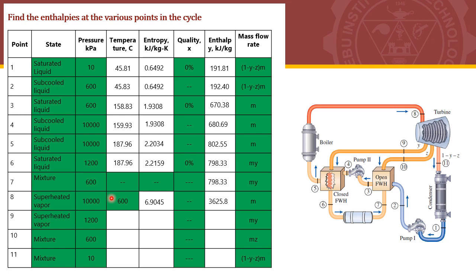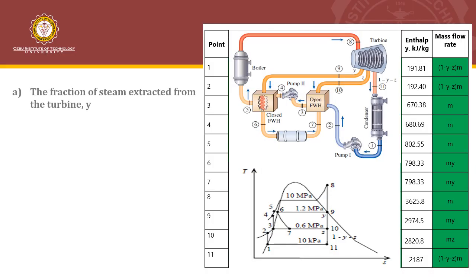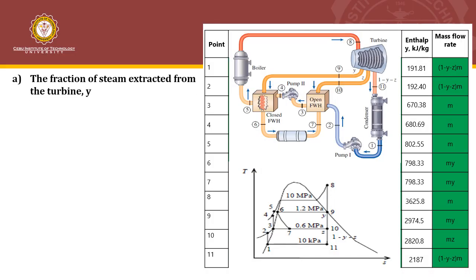And then for points 9, 10, and 11, this is an isentropic process. This is expansion in the turbine. So we just copy the entropy from point 8. Since we already have two known quantities, we can also get the remaining quantities. So that's how you can get the various enthalpies at the points of this cycle. Now that we have the enthalpies, we can get the fraction of steam extracted from the turbine.